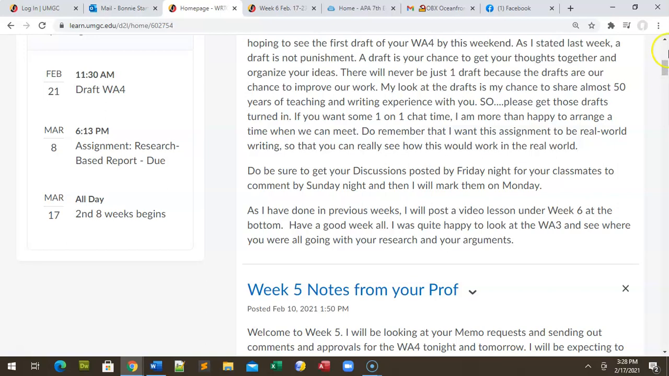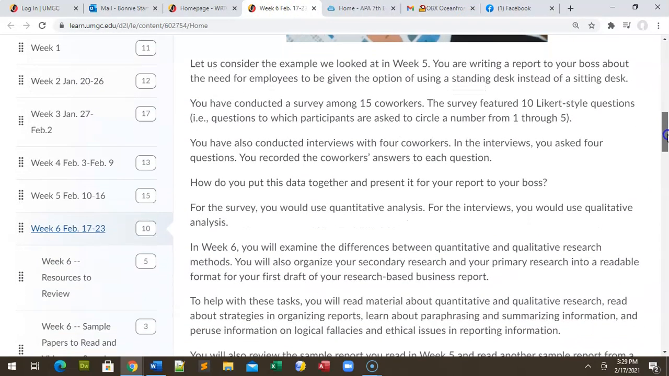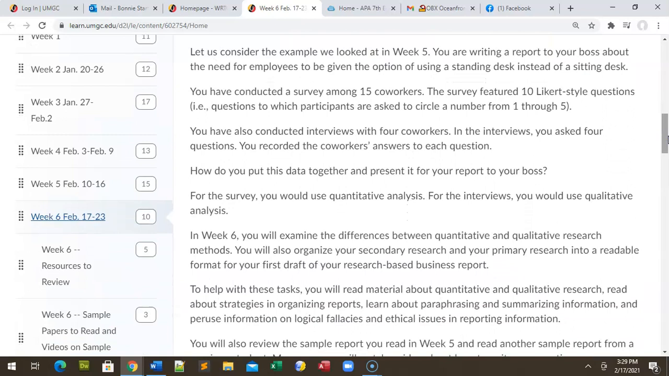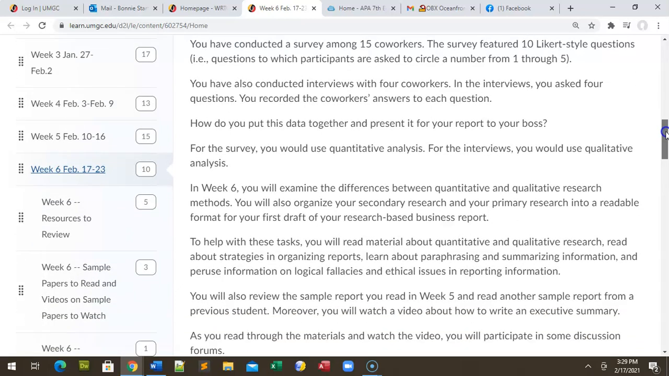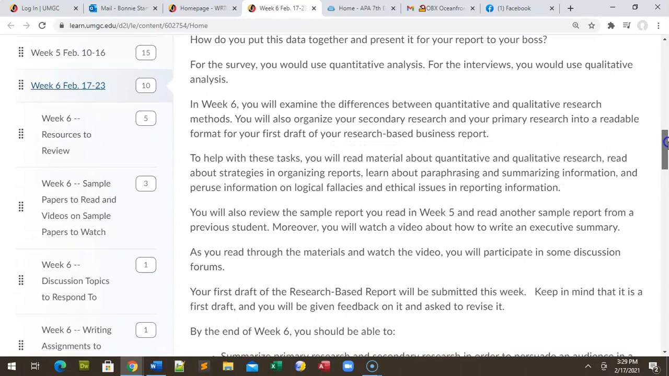And so let's go ahead and look at week 6, what we're looking at. The topic, it says, assume that you looked at week 5 where you were writing a report to your boss about getting standing desks instead of sitting desks. You've got a survey, you did interviews, you put your data together. How do you do it?